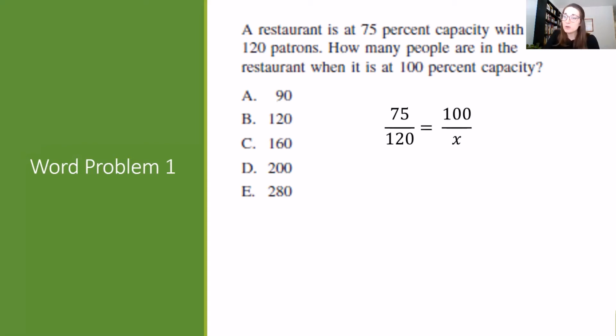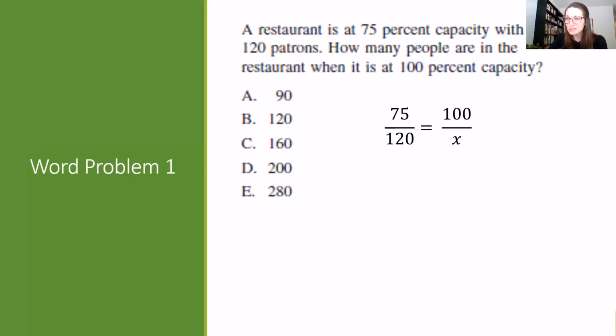Well, we can always create a proportion because we're comparing two numbers here. So if we know that 75% is 120 people, and we're trying to figure out what 100% is, we can set it up like this. 75 over 120 equals 100 over x. You'll see we line up our percentages together on the top, and then on the bottom is the number of people. We know 120, and the x is for the one that we don't know yet.